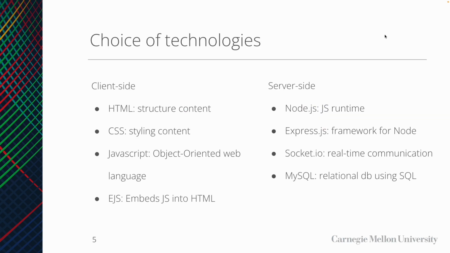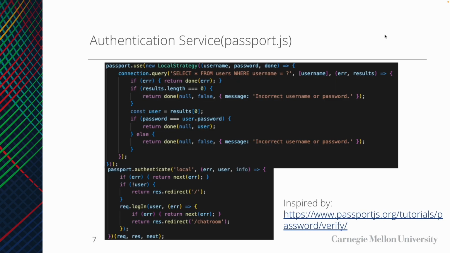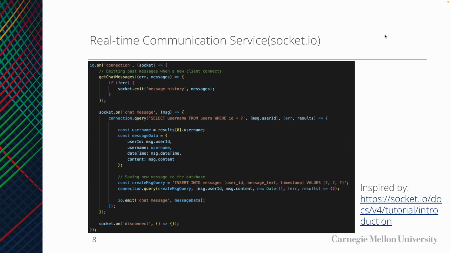So my choice of technologies includes HTML, CSS, JavaScript, EJS for client-side, and Node.js, ExpressJS, Socket.io, and MySQL for my server-side service. And you can see here's a core code which was inspired by the official website from Passport.js, which allowed me to achieve the session cookie service. Another core service was inspired by the Socket.io official document, which allows me to achieve the real-time communication service.